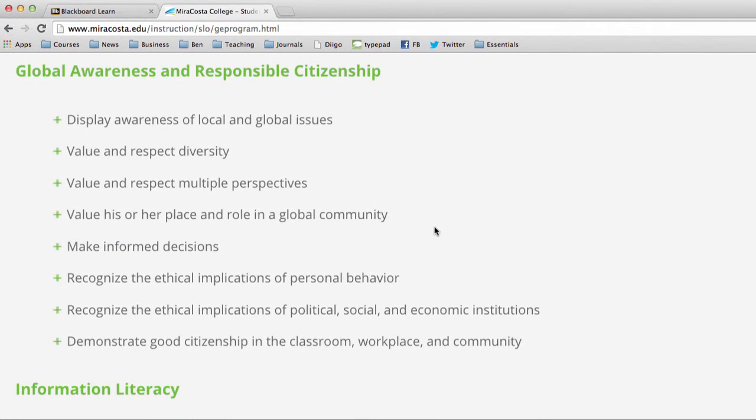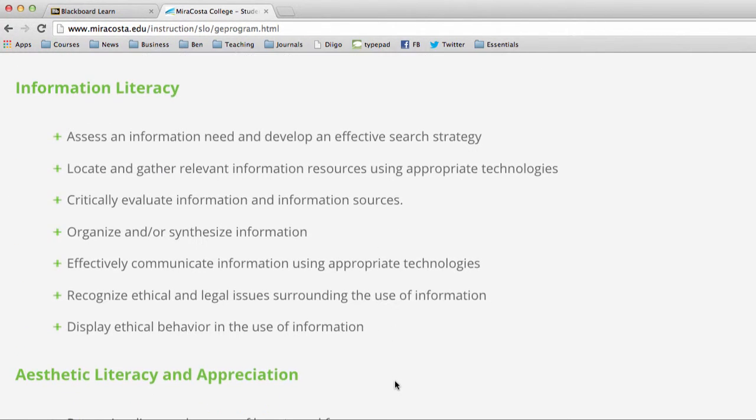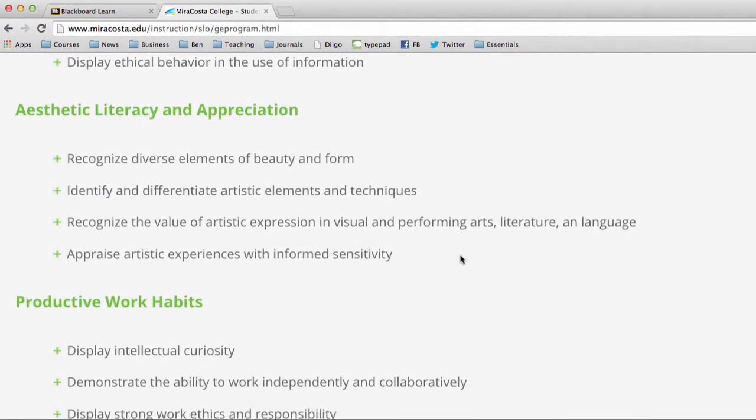Global awareness and responsible citizenship. You see the bullet points there. Let's say, for example, I could write a blog post about the importance of making informed decisions, or have a paragraph in my paper about my research about demonstrating good citizenship. Information literacy. Again, you've got a host of bullet points there. I particularly love critically evaluating information and information sources. So many jobs require that skill.